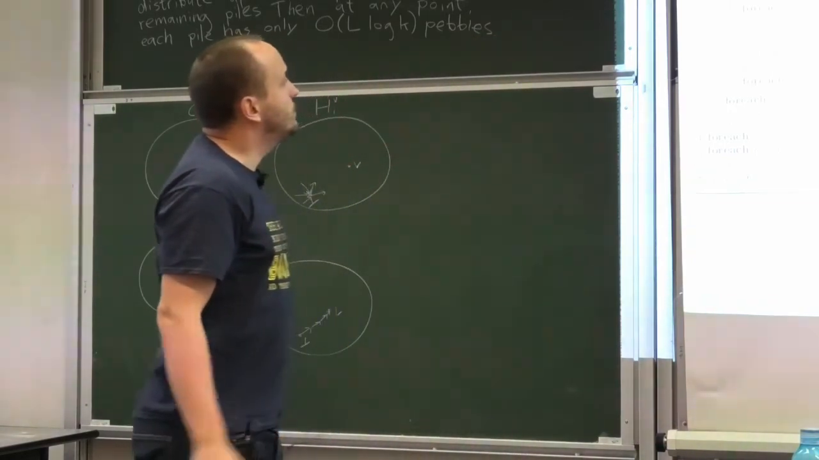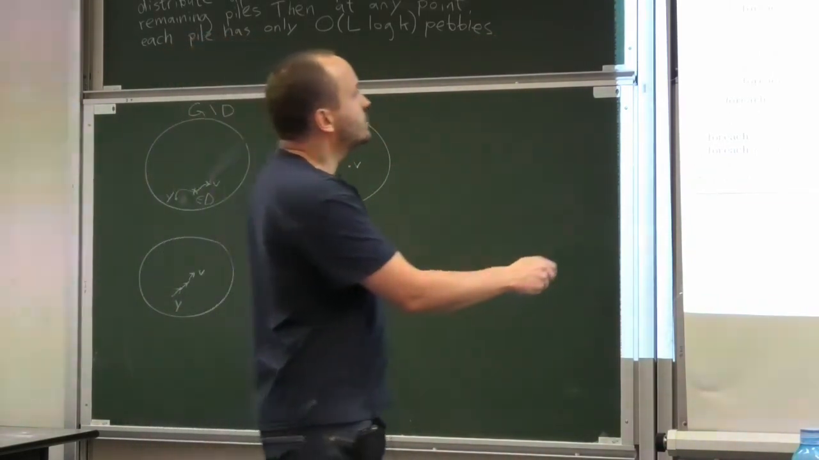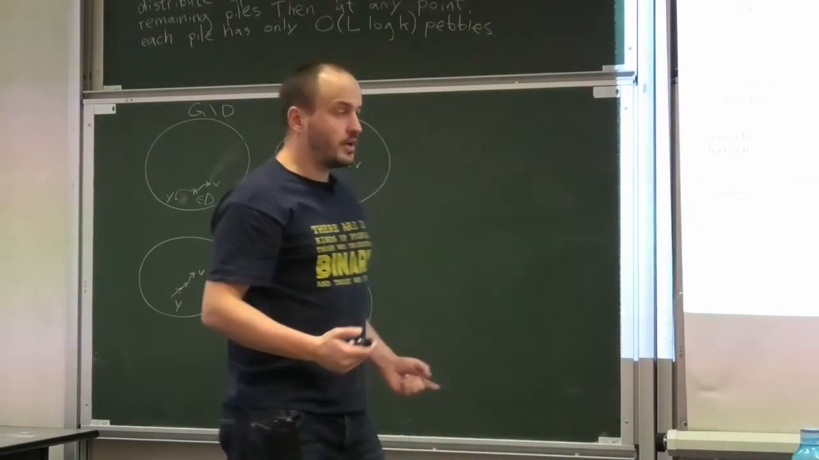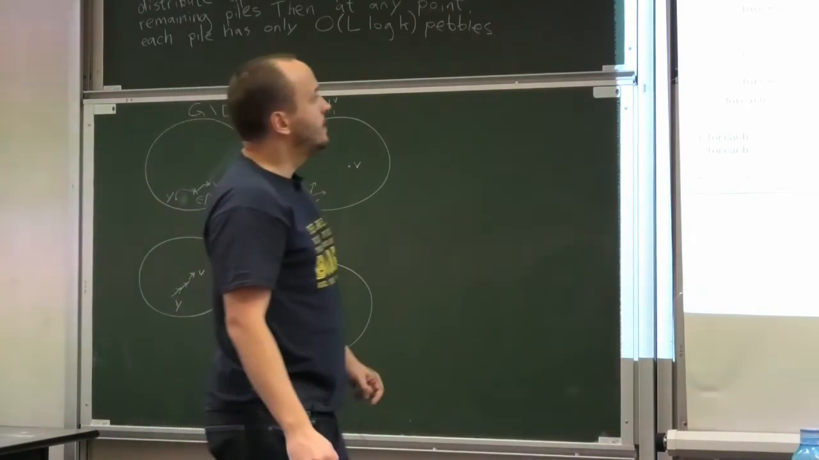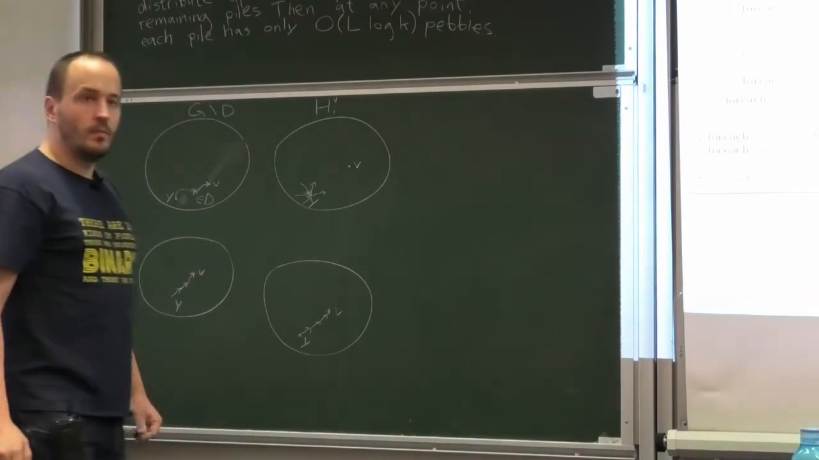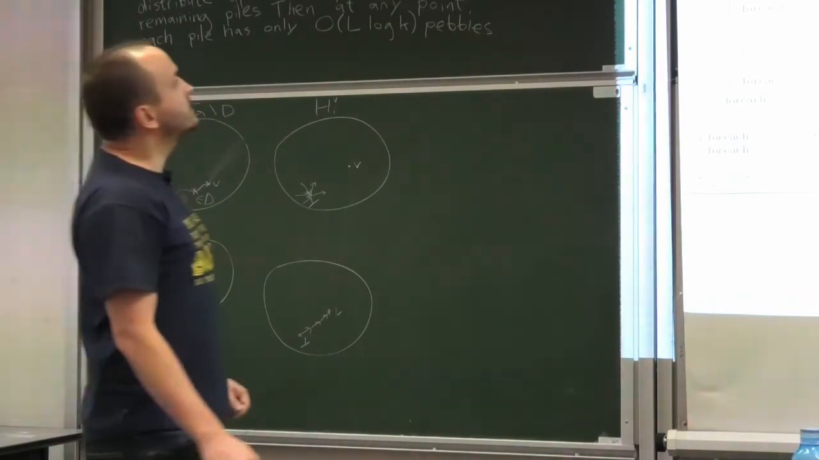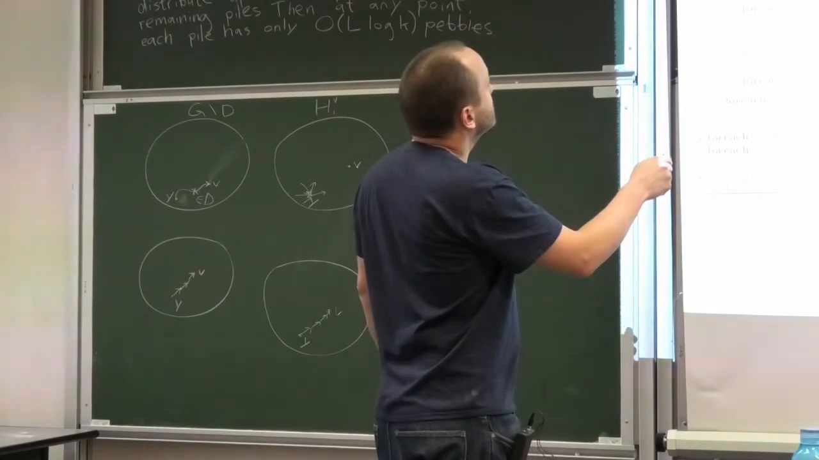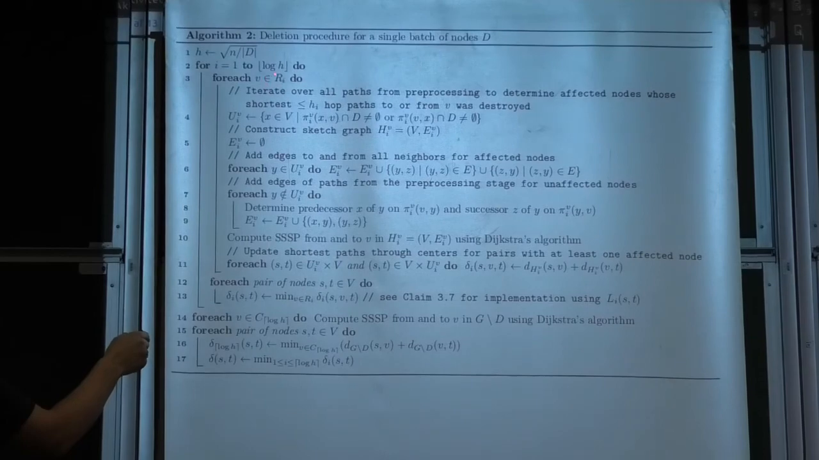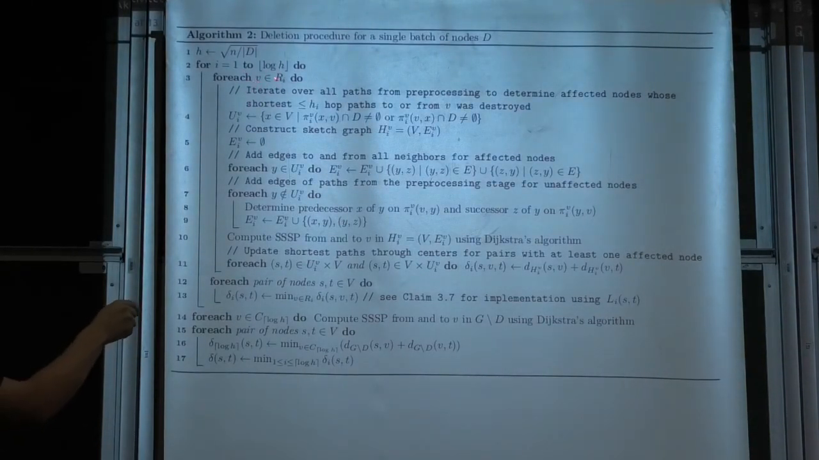Okay, so what do we do now? This illustration describes how the sketch graph is constructed. And now, do we do that also if V was deleted? If V was deleted, in that case we should not do that; we should only look at V that are not deleted. Otherwise there will not be any paths to it.